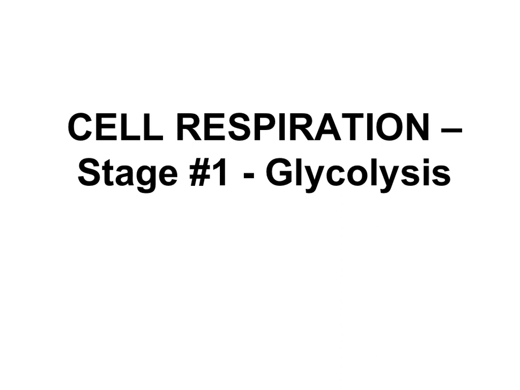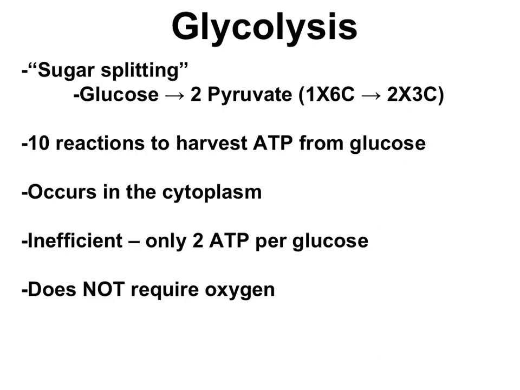Now we're going to zoom in to the first step of cell respiration, glycolysis. If you dissect the word glycolysis, it literally means sugar splitting. In glycolysis, the sugar glucose, which is 6 carbons, is split to make 2 3-carbon pyruvates. One 6-carbon piece is split to make 2 3-carbon pieces.